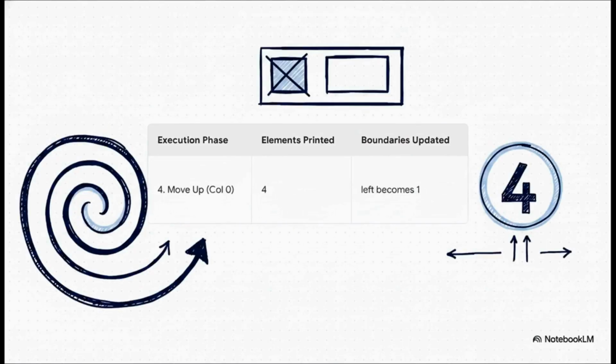Completing our first full lap, we do our final safety check for step 4. Left is still less than or equal to right. So we move up the left side, column 0. The only number left between our bottom and top boundaries here is the number 4, so we print it out. The left boundary then shrinks inward, updating from 0 to 1.